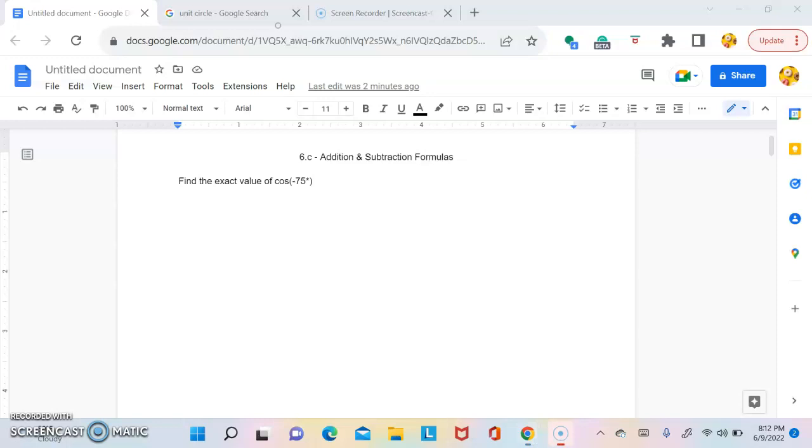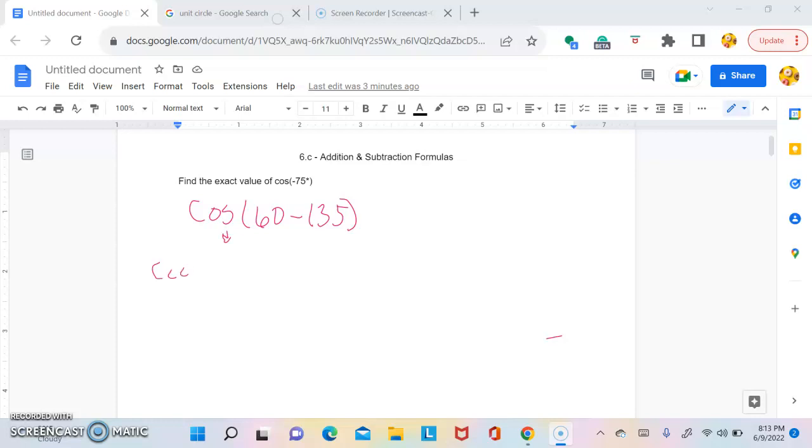So we're going to do cosine, and we're going to make 60 our s and minus 135 our t. And so you want to look at that. My bad. So cosine of 60 minus 135, and you want to plug that in to the equation.